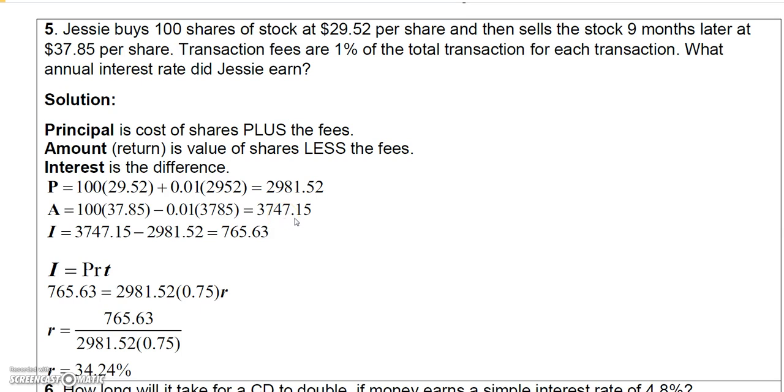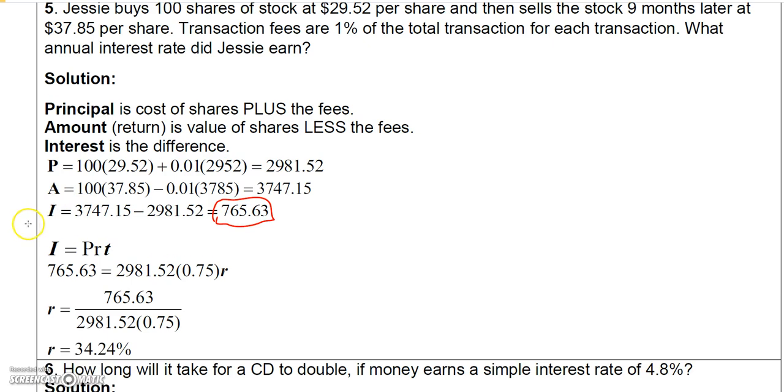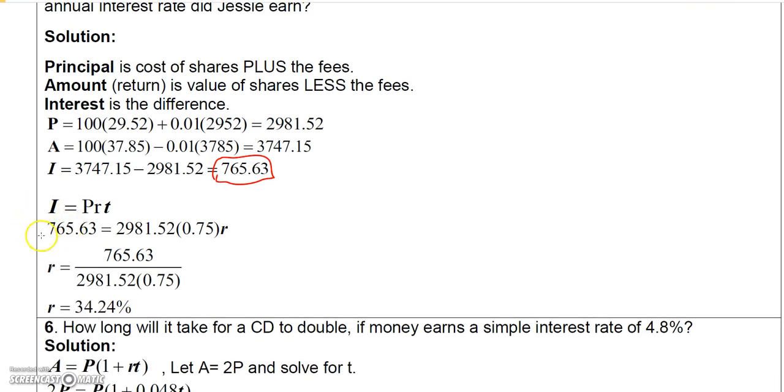and you'll only get $3,747.15. Now, to find the interest, all I have to do is find how much he made above the principal. So take the amount minus the principal, and you'll see that Jesse earned an interest of $765.63. Now, let's see what rate this equates to.